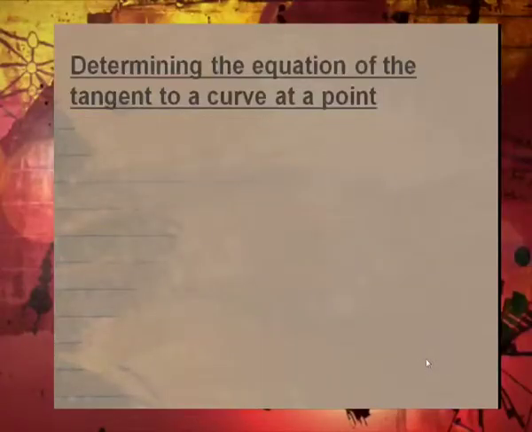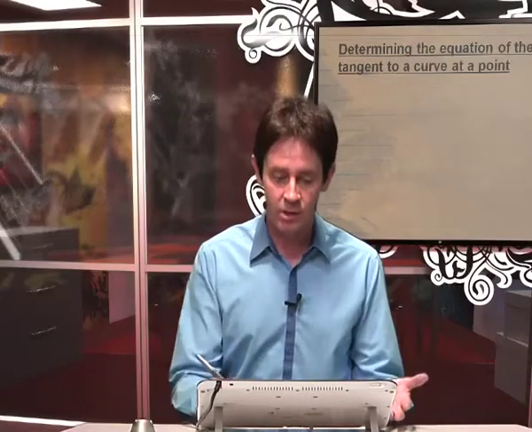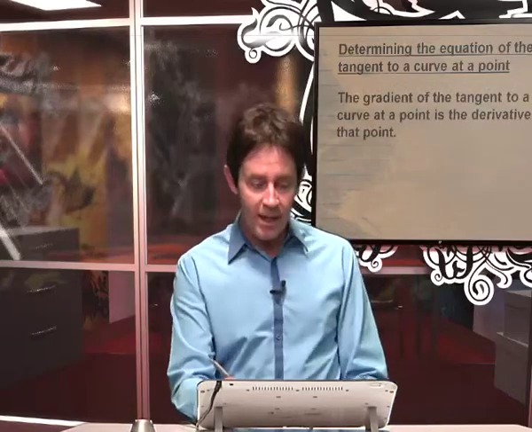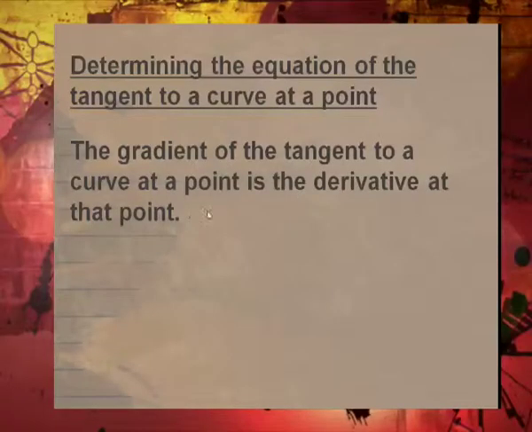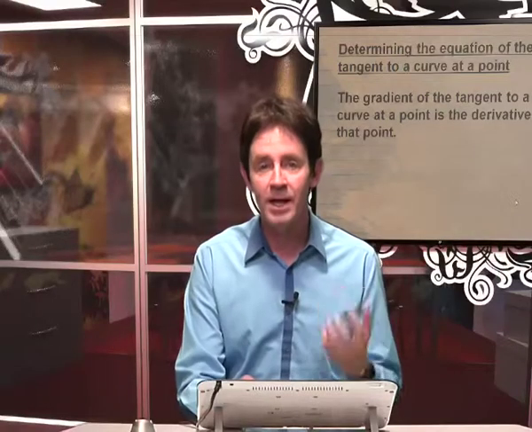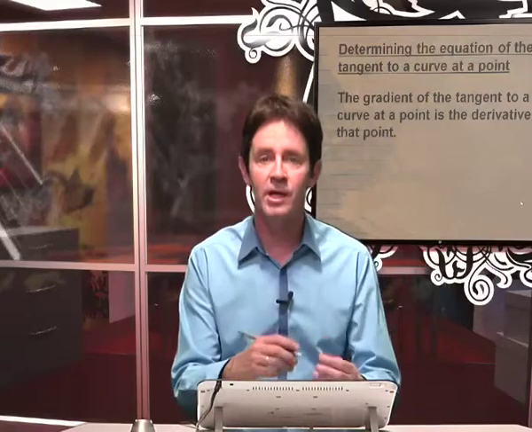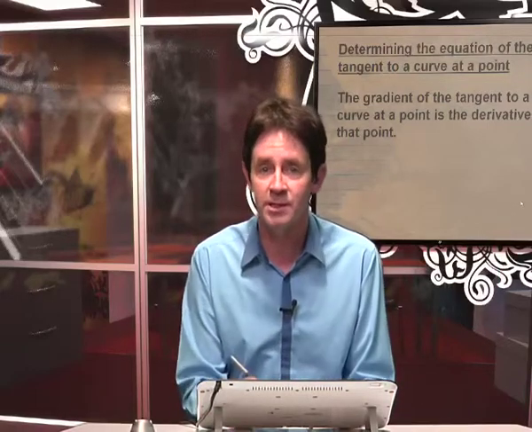Okay, now what is the important thing that you need to know about a tangent to a curve? What is the gradient of the tangent? Well, it's the gradient of the curve. So the gradient of the tangent to a curve at a point is the derivative at that point. Okay, very important. Gradient, slope, rate of change, derivative, all mean pretty much the same thing.